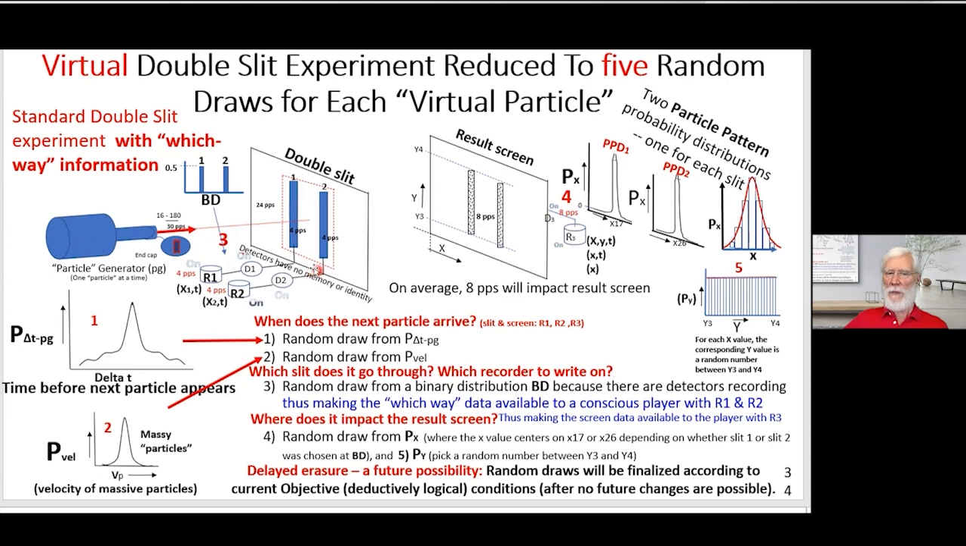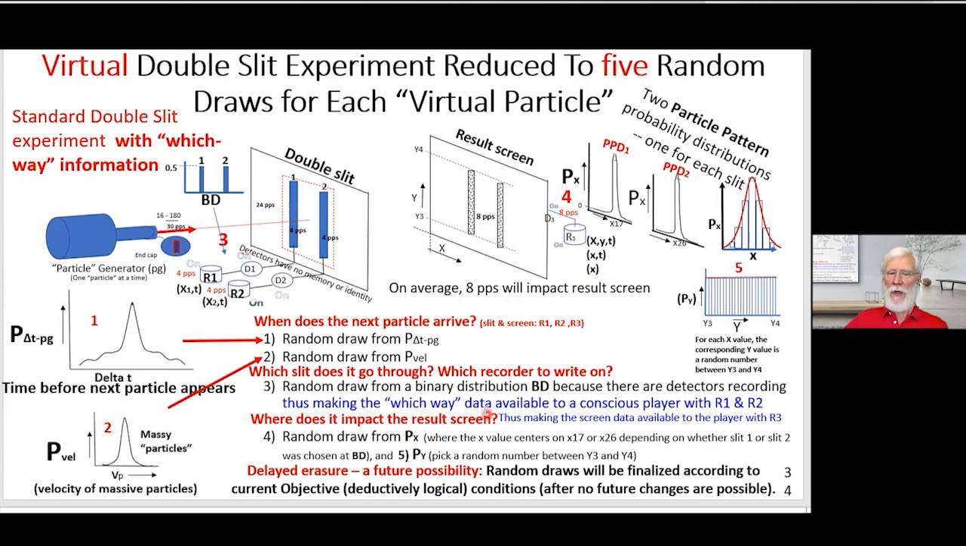Because all of this is set up in a virtual reality. It actually is creating all of this. Okay, it knows the distance between the slits and the screen, so it knows how much time it takes the particle to get there. All right. Now, the fourth random draw it takes is from P sub x. It says, all right, we got a particle. It went through this slit from the random draw here. It has a certain delta t, so we know when it's going to arrive at the screen. It has a certain velocity, which also lets us know when it's going to arrive at the screen.